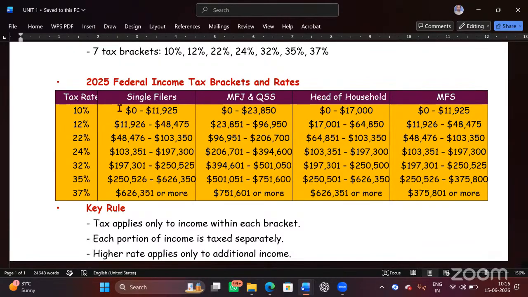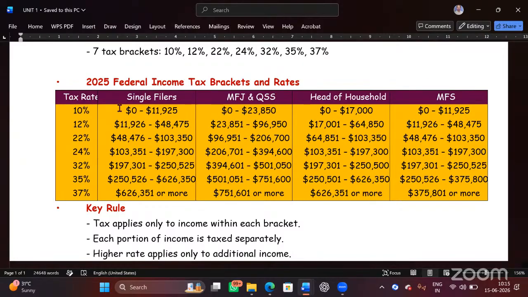It runs around 10 to 12 hours. Then only you will be in a position to understand who is a single filer, who is married filing jointly, etc. Even though we have the 7 types of tax rates, the bracket for each category will be changed. That is in the case of the single filer.